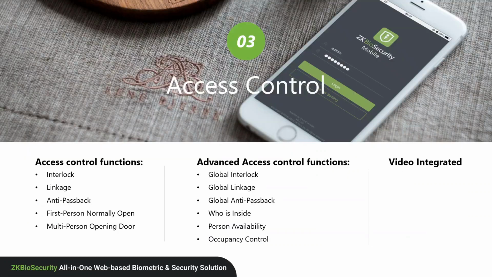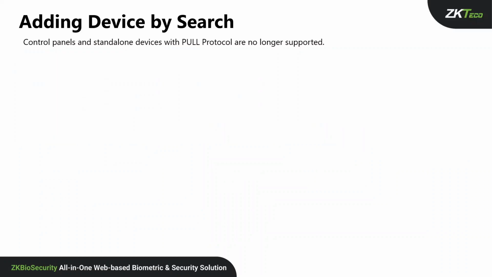Okay, second thing, the access control. For the access control, we have interlock, linkage, anti-passback, first person normally open, and multi-person opening door. And for the advanced access control functions, we have global interlock, global linkage, global anti-passback, who is inside, person availability, and occupancy control. And we have also video integrated.